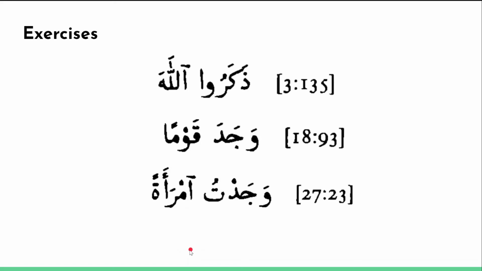I have a few more examples for you to try on your own. These are some more examples. I'll just quickly mention. Dhakara means to mention. Wajada means to find. Qawm means a people. You know that already. Imra'atan means a woman. So using that, you should be able to translate all of these sentences and understand what they mean grammatically.